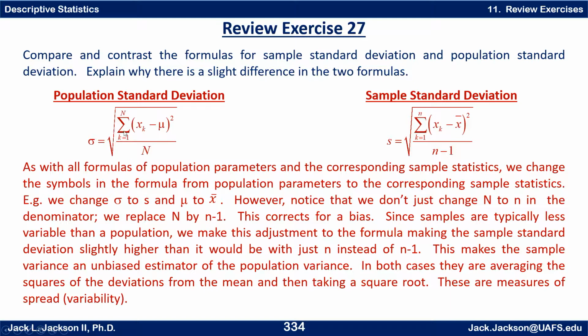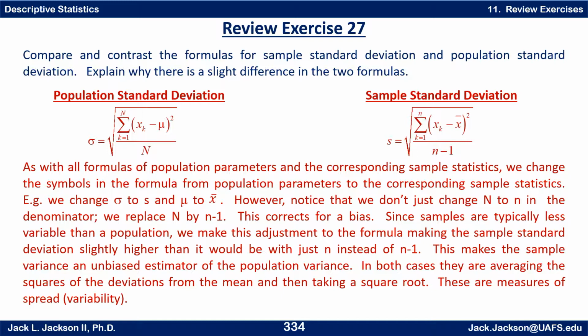As with all formulas that do parameters like this, sigma, population standard deviation, when we find the corresponding sample statistic, we just change the letters for the most part. So the sigma is replaced by S to be the sample standard deviation. The population mean, mu, is replaced by the sample mean, x bar. The population size, capital N, is replaced by the sample size, little n. But instead of dividing by little n, which would be the natural thing to do, we change it up a little bit. We put an n minus 1.